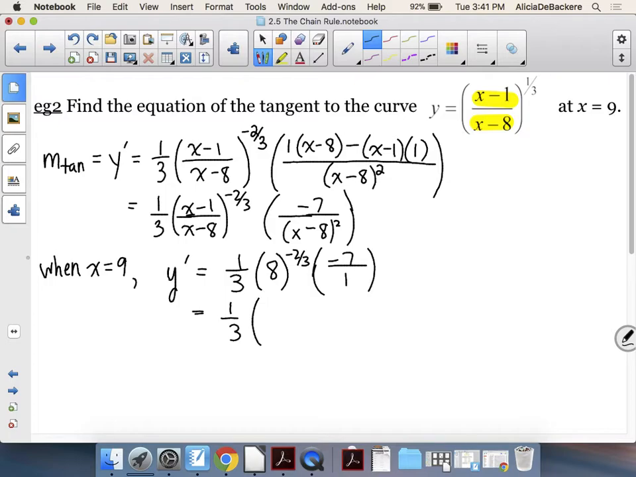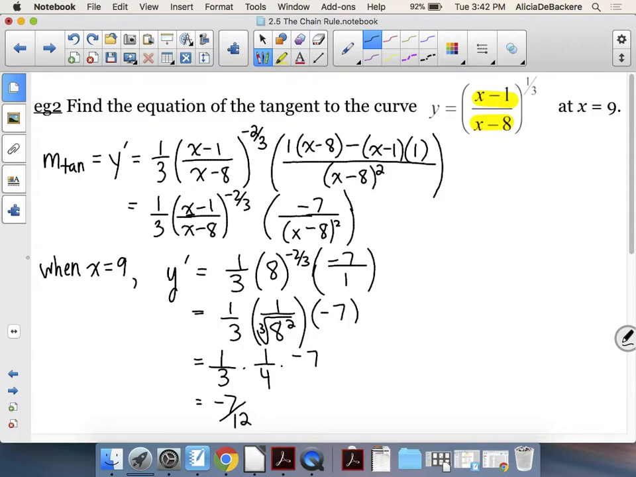So I end up with 1/3, and again, the negative exponent tells me to move the 8 to the denominator, and 2/3 tells me to take the cube root and then square it, and then times -7. Now the cube root of 8 is just 2, and then 2 squared is 4. So I end up with 1/3 times 1/4 times -7, or -7/12. So there we've got the slope of the tangent line when x is equal to 9.